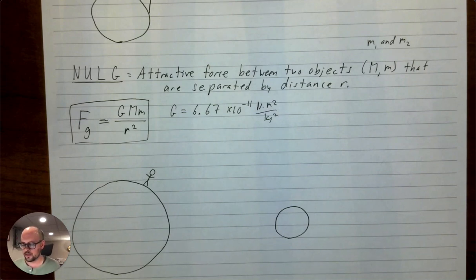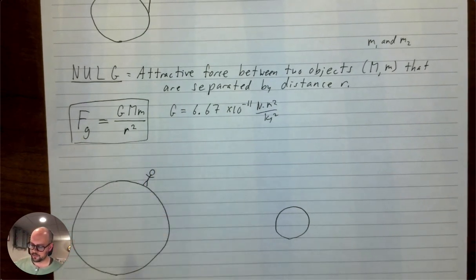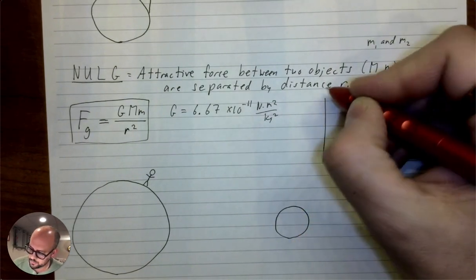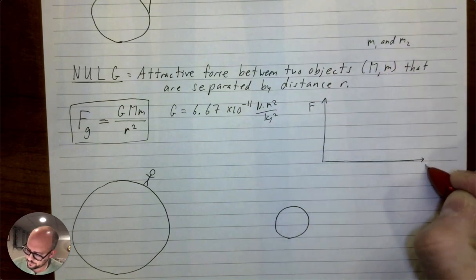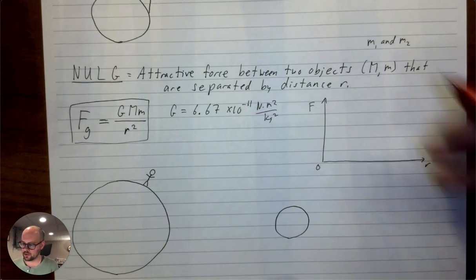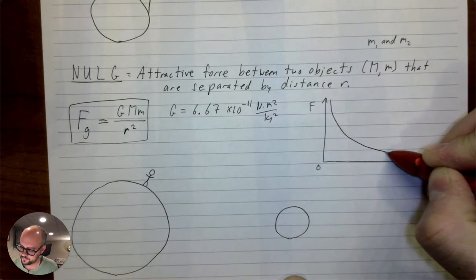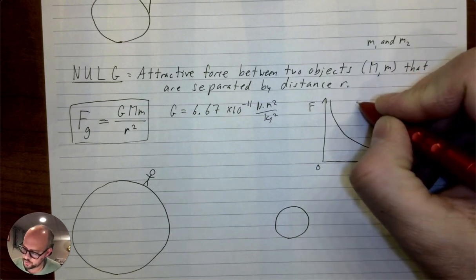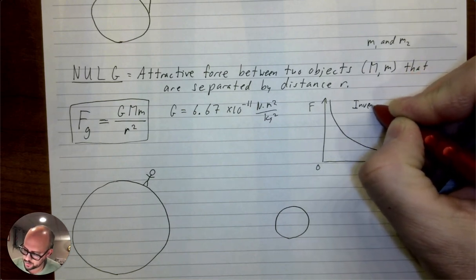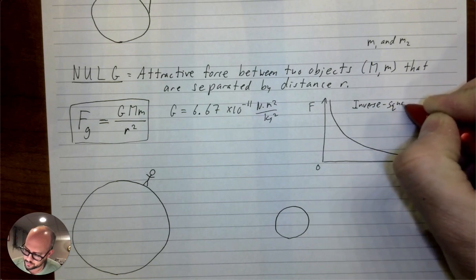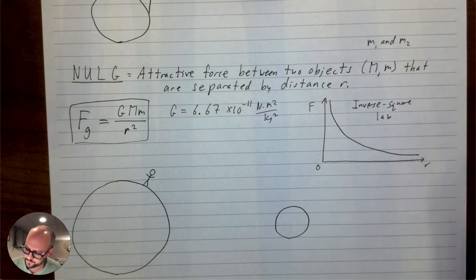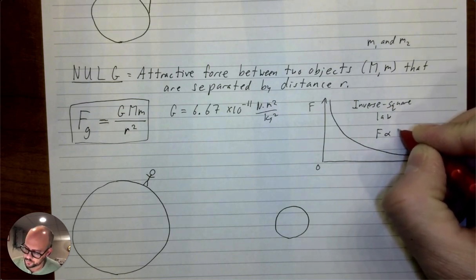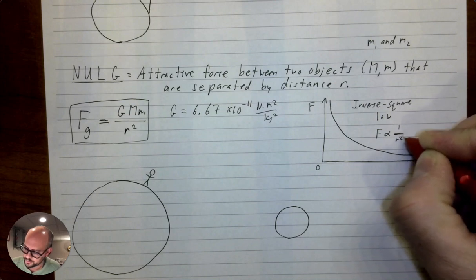So we have this equation, and it describes any force of gravity between any two objects anywhere in the universe. Now, if I graphed the amount of force that objects feel based on how far away they are from one another, I would get the following curve. And this curve is the shape of what we call an inverse square law.